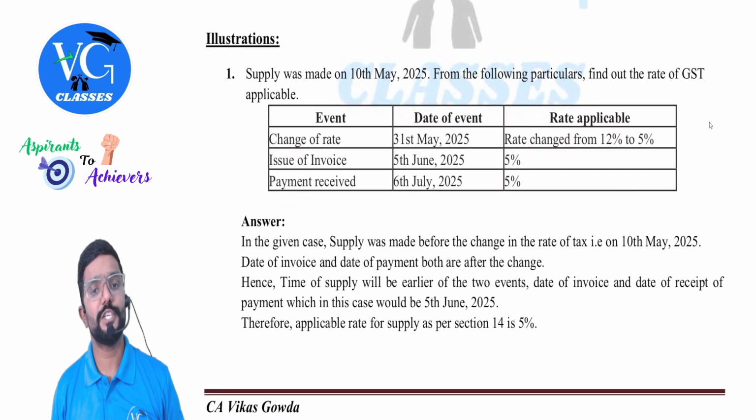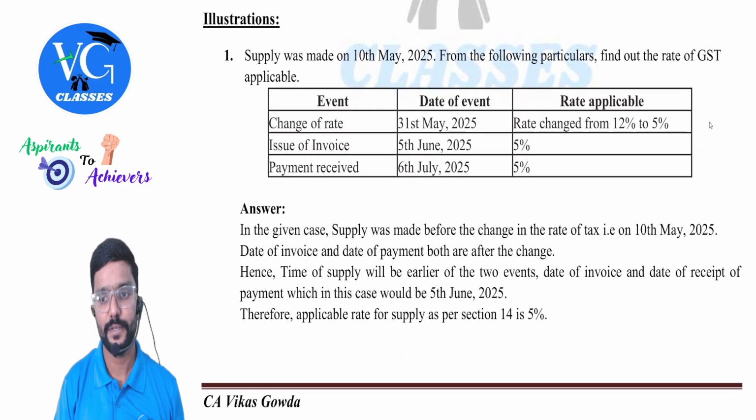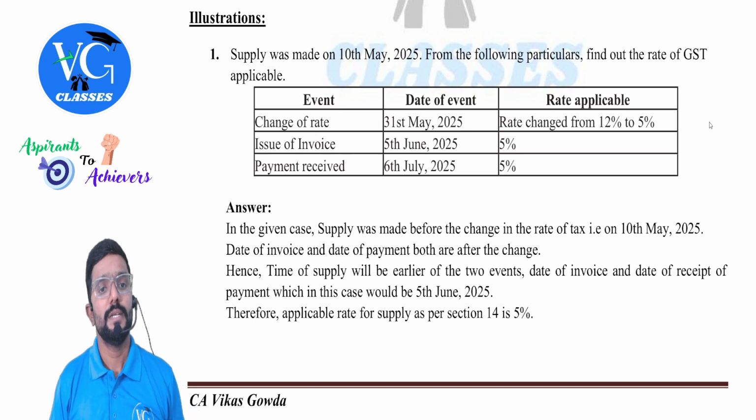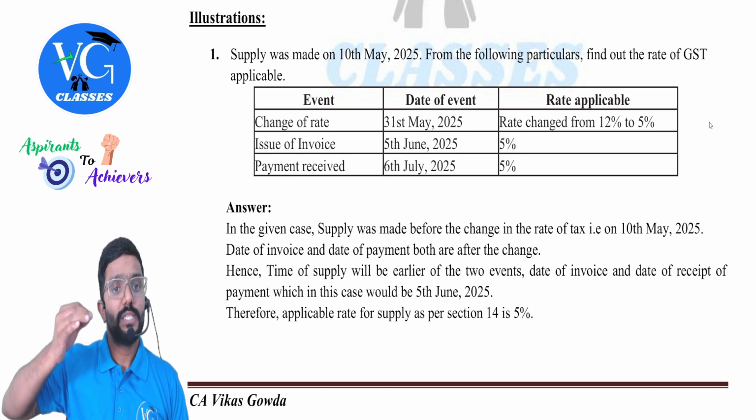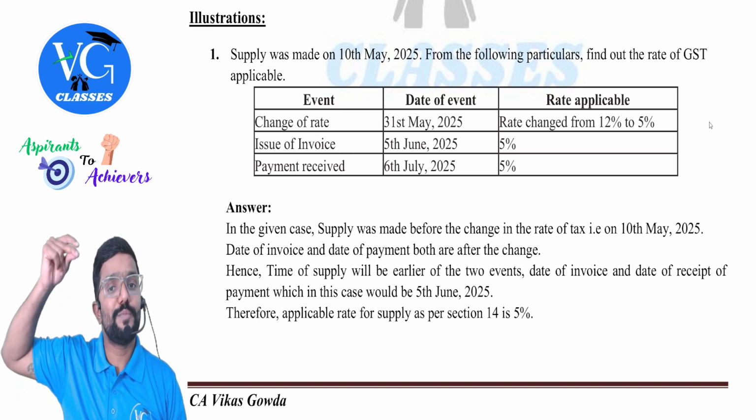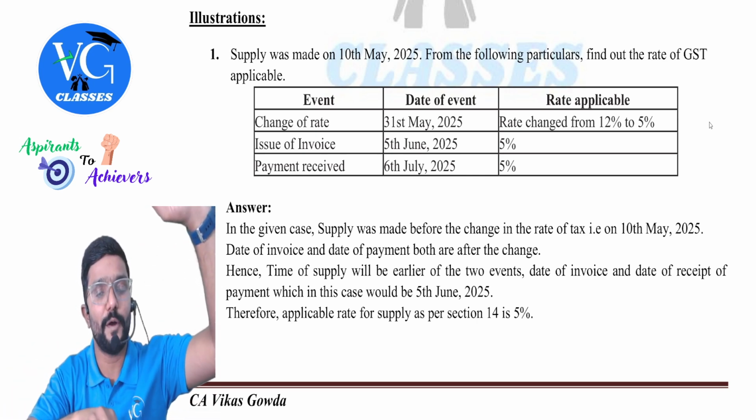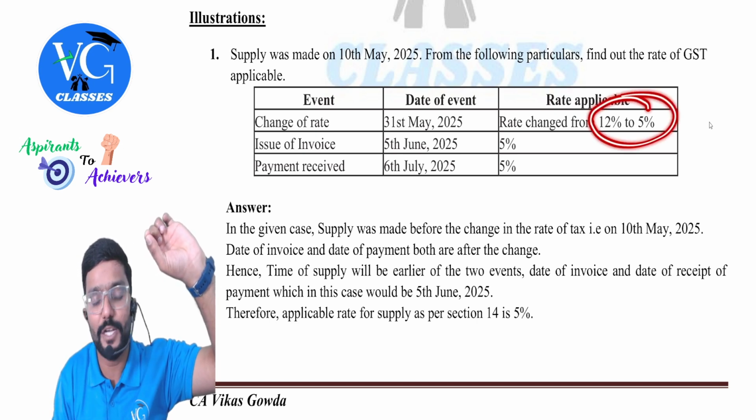Fine, guys. Section 14 done. Let me just go and do the illustration for it. Supply was made on 10th May 2025. From the following particulars, find out the rate of GST applicable. Change of rate on 31st May 2025. Rate has been changed from 12 to 5%. Guys, important. Rate of GST has been changed from 12 to 5.